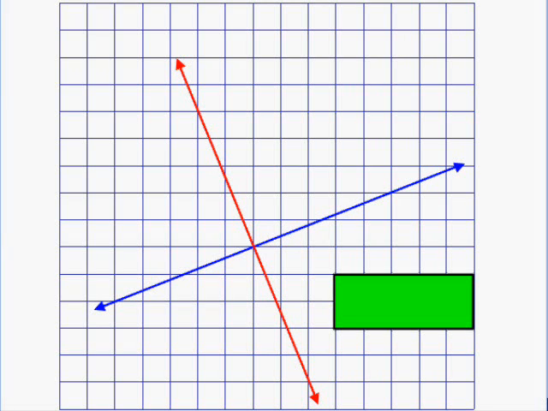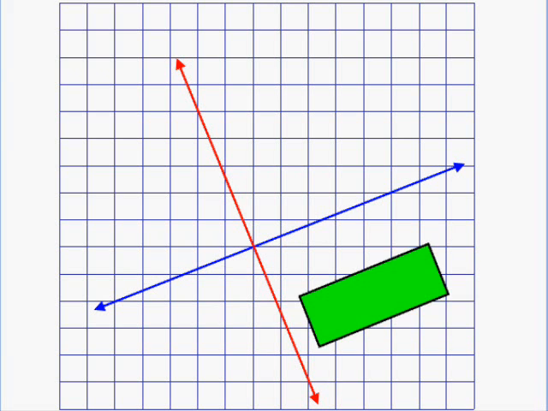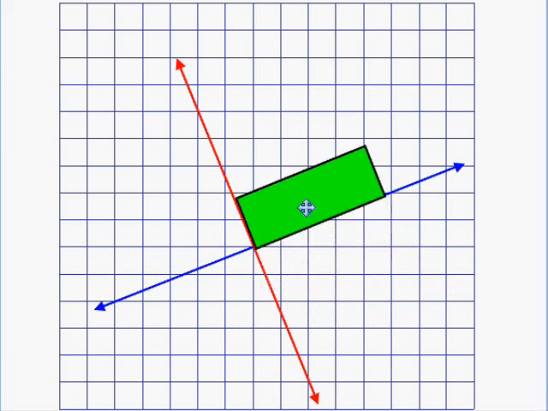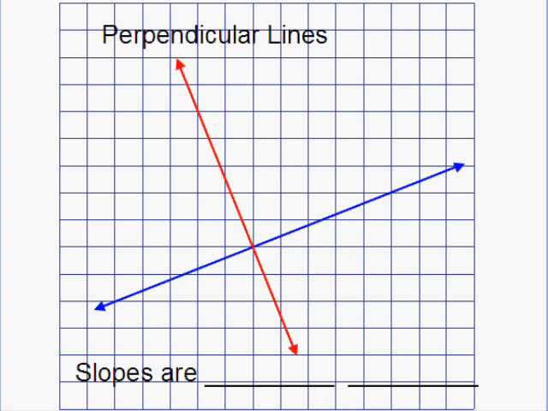This lesson is on writing equations of perpendicular lines. You might recall that a rectangle has 4 right angles, so we can use that rectangle to show that our lines intersect at a right angle and therefore can be described as perpendicular. Now we want to look at the relationship between the slopes of perpendicular lines.